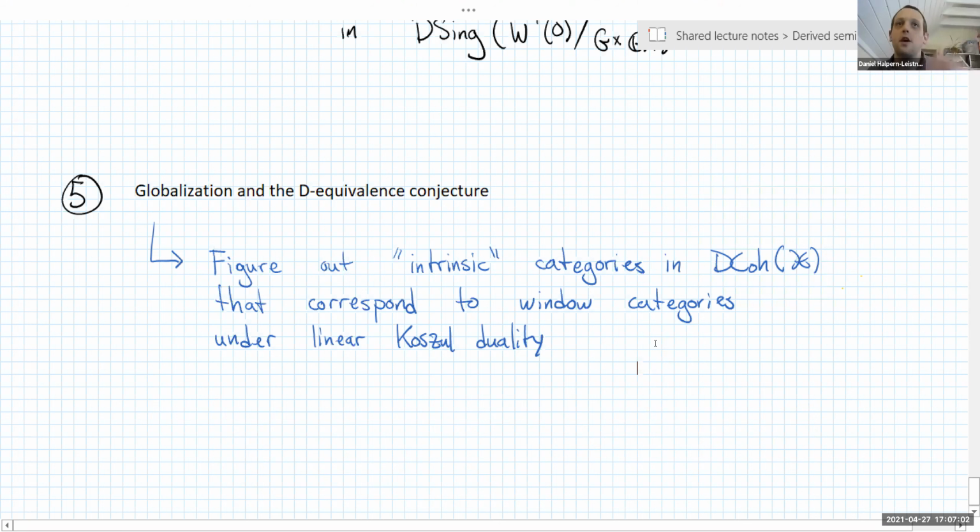And I'm happy to go, I guess you do GatherTown after this, so I'm happy to go into more detail if people have questions at some point. But that's the idea of how the window categories work.